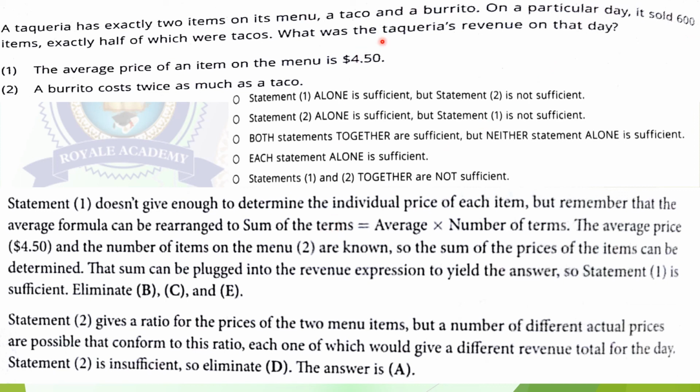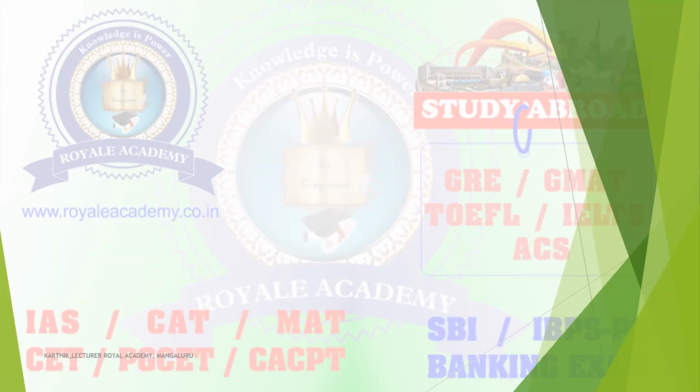From the first statement you can get the average, and along with that the number of items sold is also known. So from that you can easily determine the revenue on that day. So from the first statement alone you can answer the question. From the second statement, no value is given, so it is not possible to determine the revenue or find out exactly the price. So the answer is A: statement 1 alone is sufficient to answer the question.